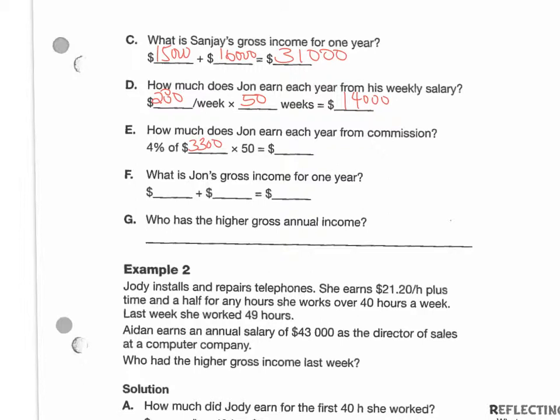And the next one is commission. So again, 4% commission we need to convert to decimal, and that is equal to 0.04. So 0.04 times 3,300 is equal to 132, and then we're going to multiply it by the 50 weeks. So you should get 6,600. So what's John's gross income? So that's 14 grand plus the 6,600, and you should get 20,600. All right.